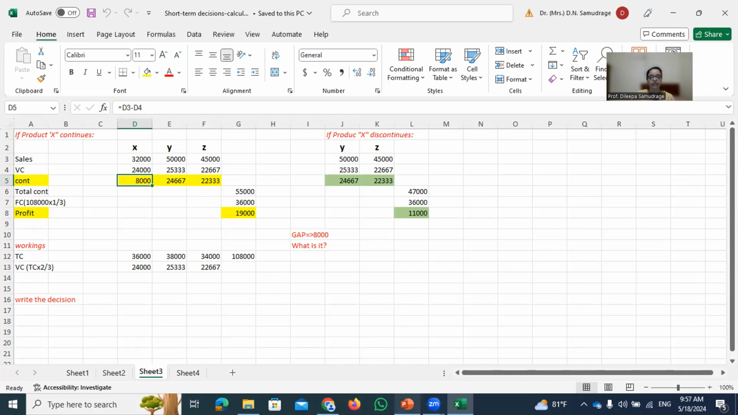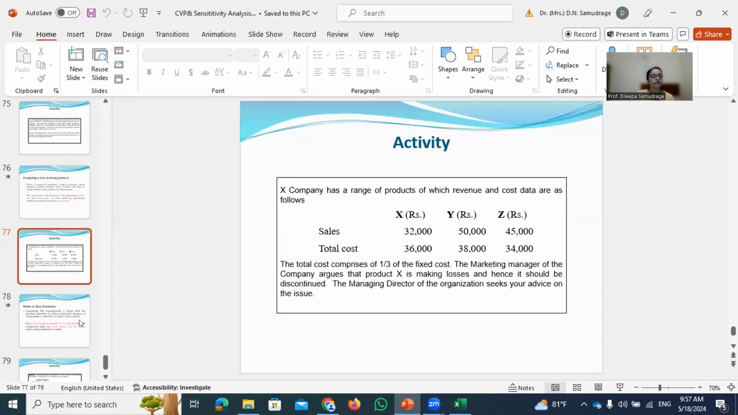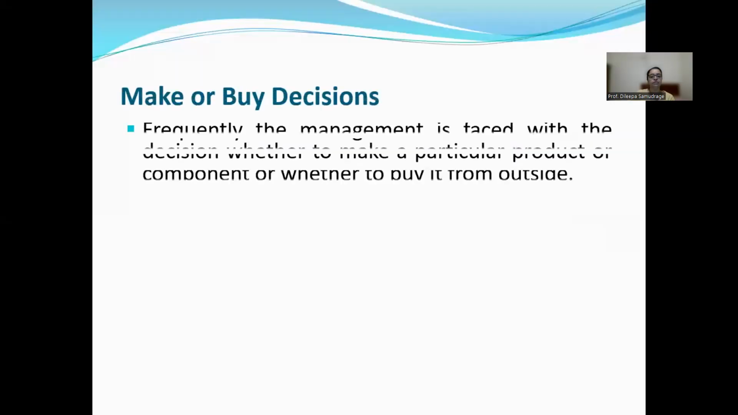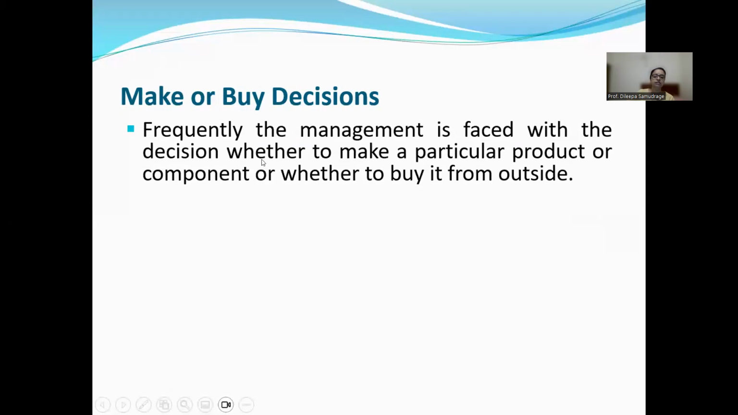Then we'll move to the next term. What is the next term? Make or buy decisions. Frequently the management is faced with the decision whether to make a particular product or component or whether to buy it from outside.